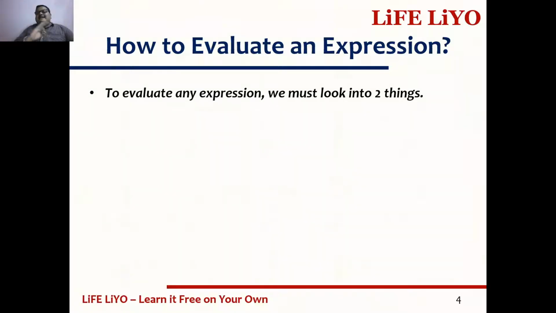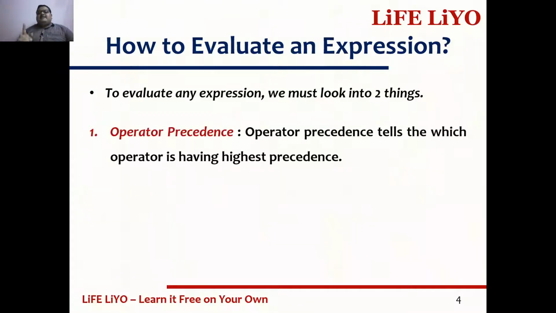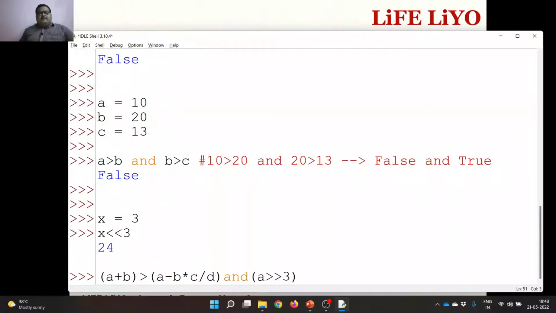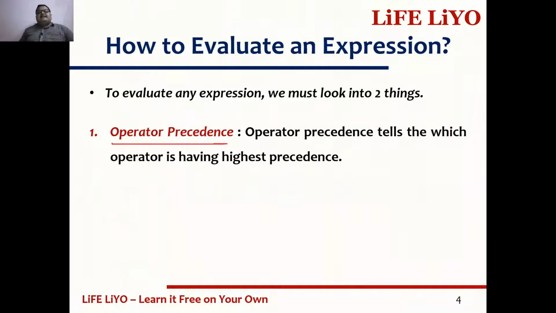To evaluate any expression in Python, we must look into two things. One is operator precedence. What does this operator precedence do? This operator precedence tells that which operator is having the highest precedence. That is, which operator should be evaluated first. So we will have the different operators. For example, we have different operators in this example. So we must and should know which operator should be evaluated. How we can know means operator precedence. Operator precedence tells that which operator is having the highest precedence and which can be evaluated first.